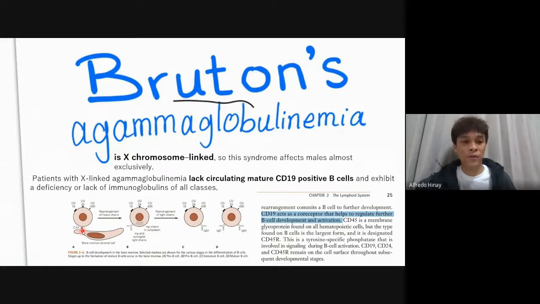Then, if you can observe on the cell surface of your B cell, you have your CD19. Class, here, CD19. According to Stevens, page 25 of your book, just to recall, CD19 acts as a core receptor that helps to regulate further B cell development and activation. So if there is no circulating CD19 on the surface, it means we have a problem.